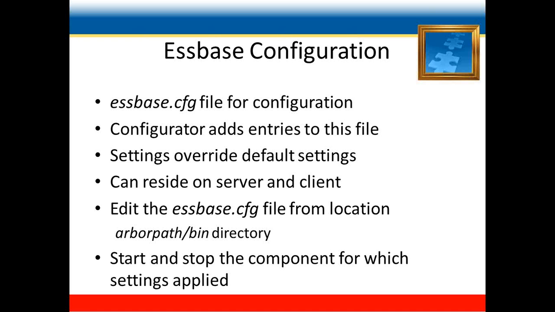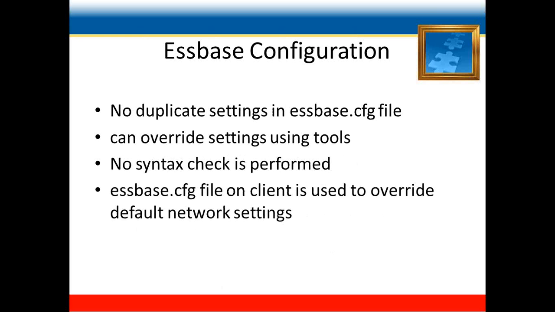We usually edit this configuration file from the arbor path bin directory of our SBase configuration machine. On a client machine we will have a location under the SBase path for this file, and we can modify this file from client machines too. To apply those settings after modifications, we will have to stop and start the components for which we changed those settings so that the changes get reflected.